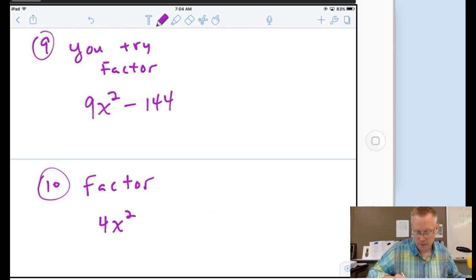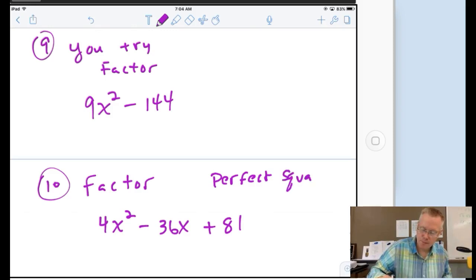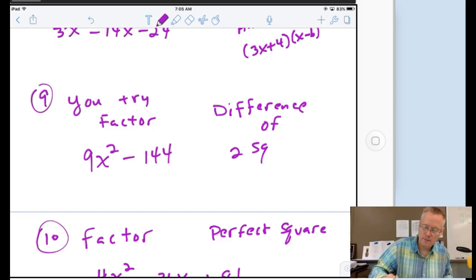4x squared minus 36x plus 81. This one will be a perfect square. I'll give you a hint there. This one will be a difference of two squares. And you can bring those answers to class with you.